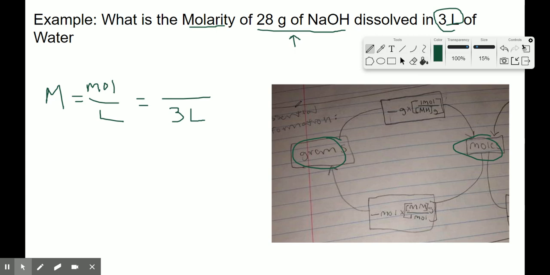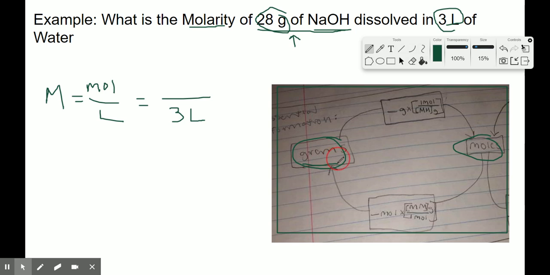So how do we get moles? How do we find moles? Well, that's where your chart comes in. The chart is to get us between grams and moles. Whenever you see grams of a substance, and we know what that substance is, then we can convert that to moles, or vice versa. If we know the moles, we can convert it back to grams. And that's where this chart comes in.